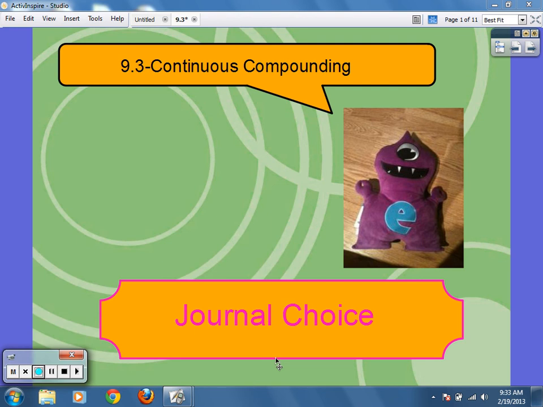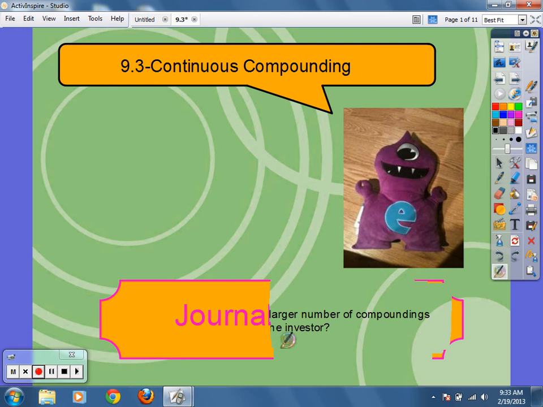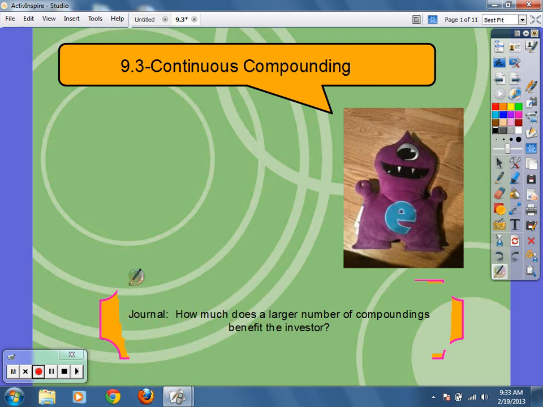Hi guys, these are your notes for section 9.3 and this is on continuous compounding. Generally I don't really like finance type sections, but I find this section really interesting and I hope you do too. Basically what we're going to look at today is what happens whenever interest is compounded all the time, okay? And something kind of surprising happens and I'm going to talk to you about that today.